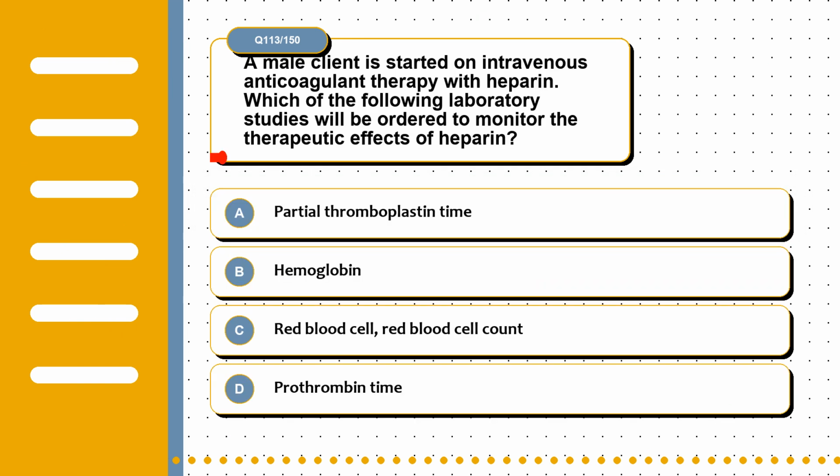Question 113. A male client is started on intravenous anticoagulant therapy with heparin. Which of the following laboratory studies will be ordered to monitor the therapeutic effects of heparin? Here are the options. Option A. Partial thromboplastin time. Option B. Hemoglobin. Option C. Red blood cell count. Option D. Prothrombin time.